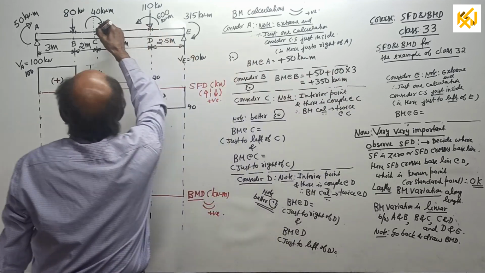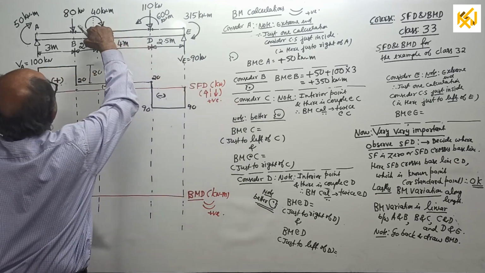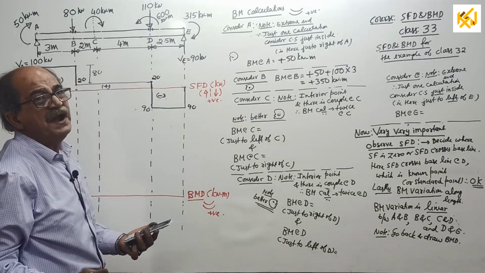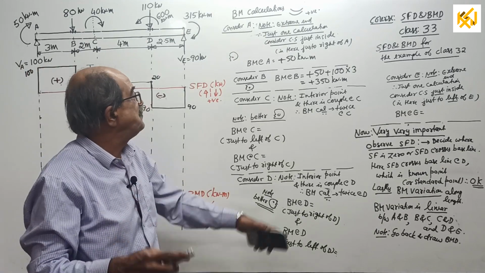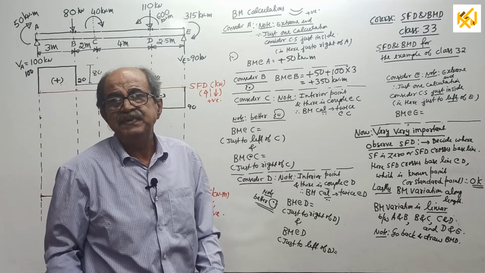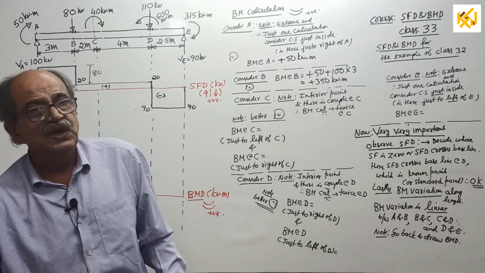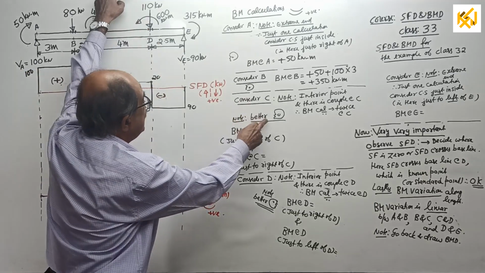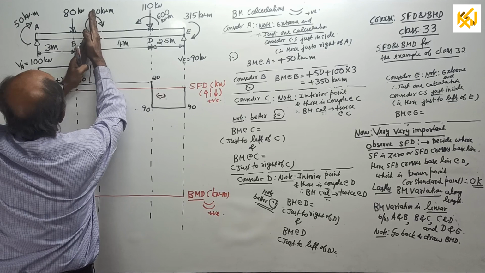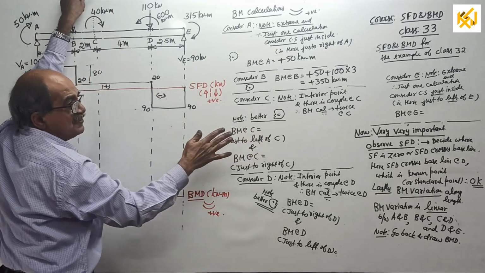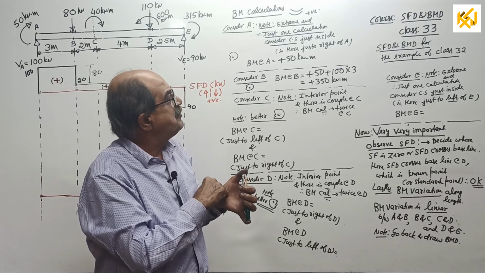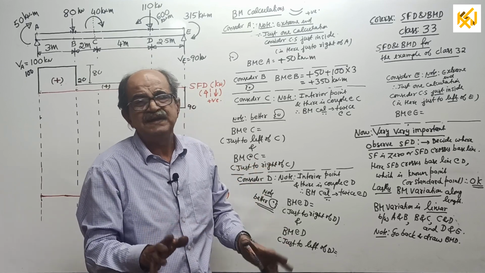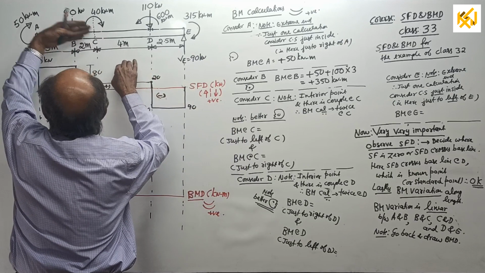Now come to C. See, there is a couple at C. I don't know how many times I explained. Therefore, BM at C you have to do twice, once just to the left and then just to the right. Which one first, you decide. It is better to look at the left side. Your choice. One thing you have to decide. Do not waste time. Shall I look left side or right side? Don't waste time. Decide first. Okay. See, I look left side.